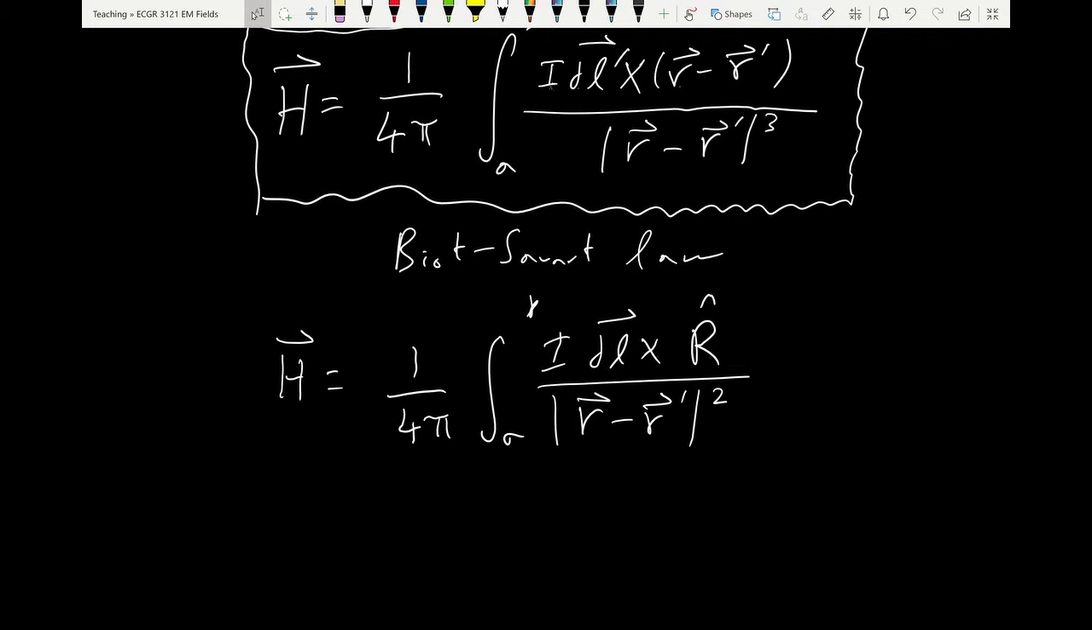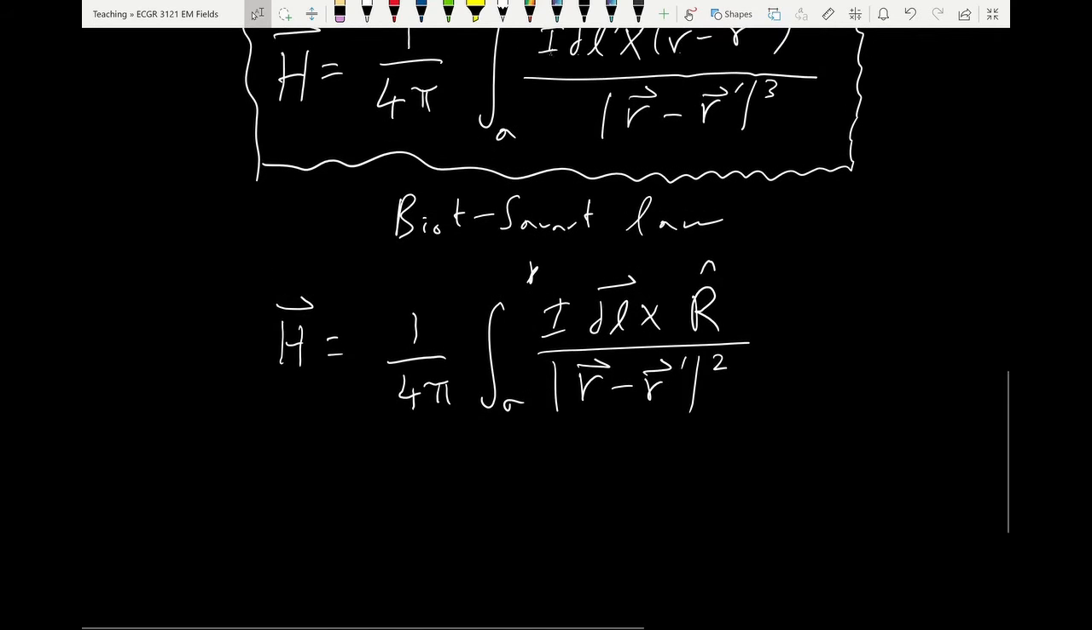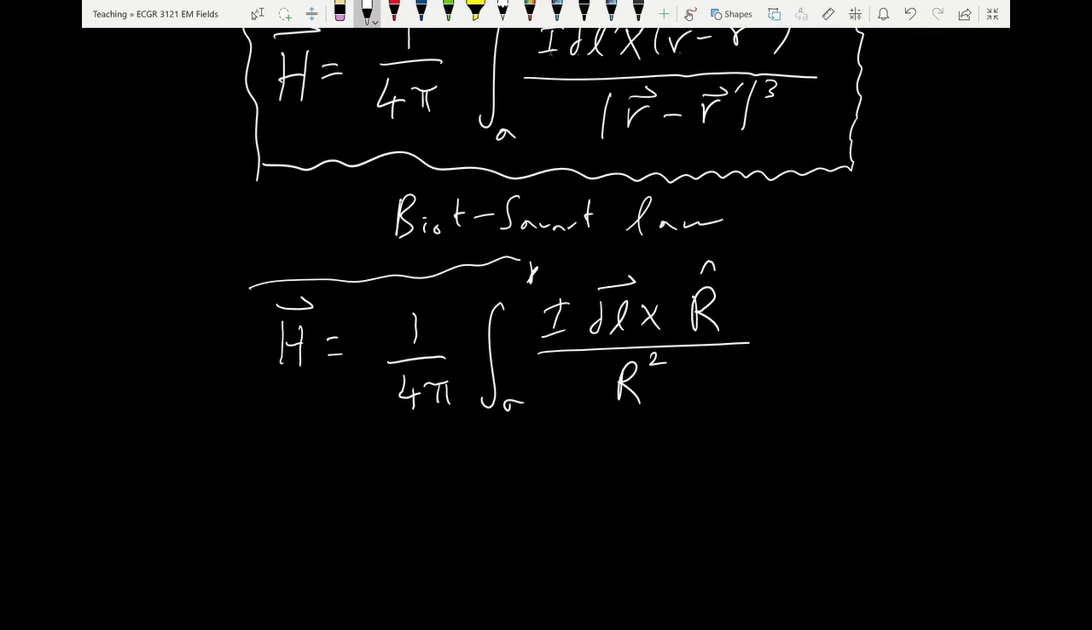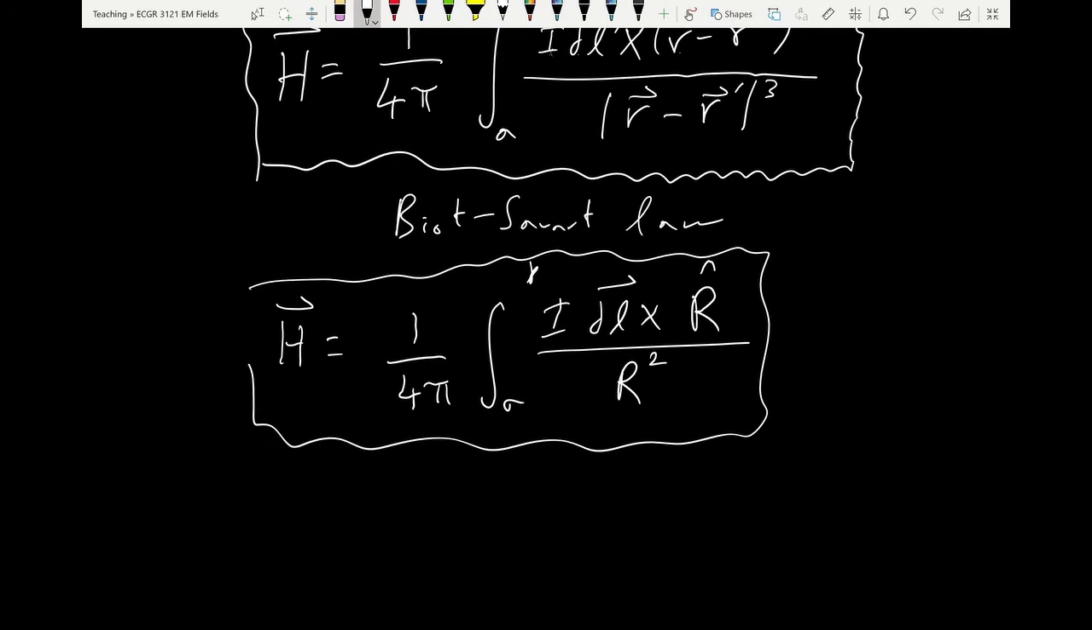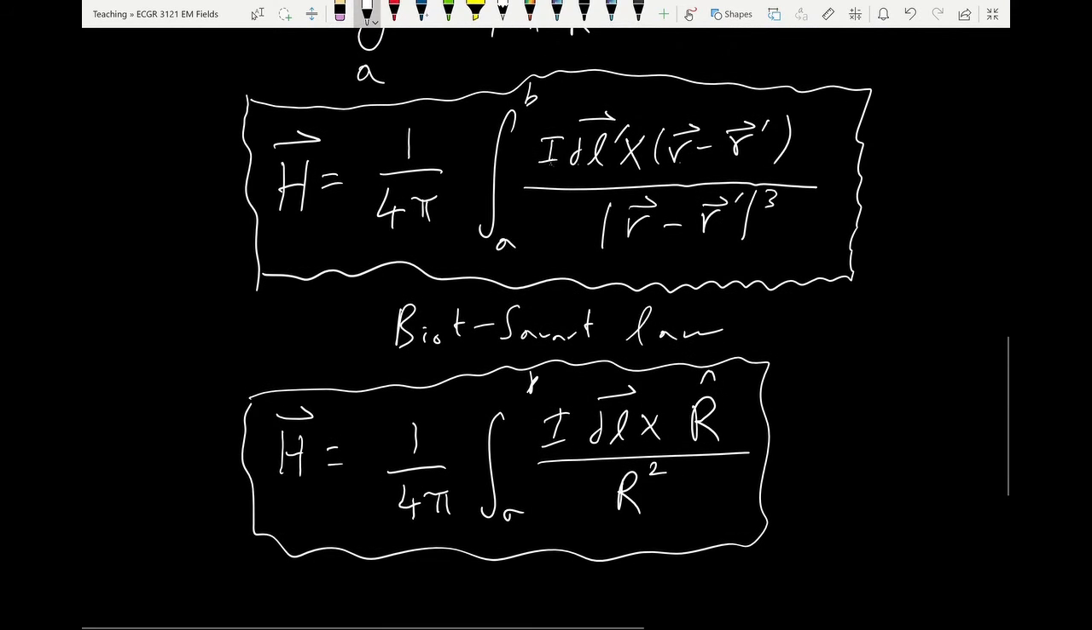Okay, or yeah, I could have just said r squared to simplify. It's the same form. It's the same thing. I'm just saying the same thing differently. But this is the Biot-Savart law, and it can be used to calculate the magnetic field, static magnetic field due to any steady current configuration.